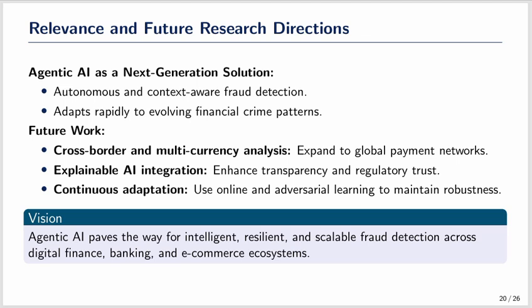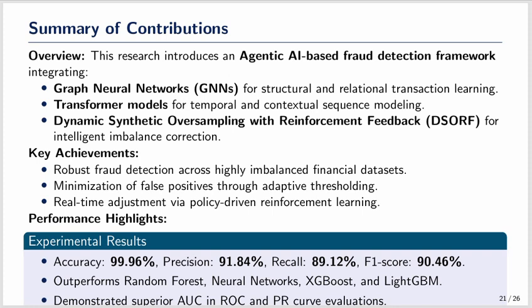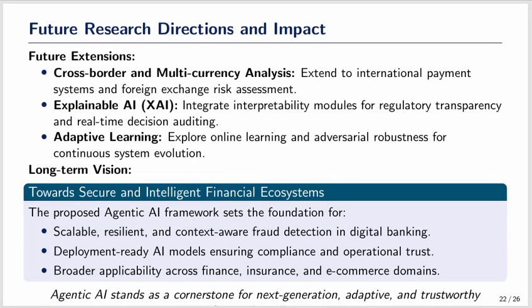Coming to relevance and future work directions, Agentic AI is a next-generation solution, and the future work comes with cross-border and multi-currency analysis, explainable AI integration, and continuous adaptation as well. The summary of contributions is that the research introduced an Agentic AI based fraud detection framework that integrates graph neural networks, GNNs, transformer models, and DSORF. The key achievements are robust fraud detection, reduction of false positives, and real-time adjustments. Experimental results are summarized with these numbers. Future extension could be used for cross-border multi-currency analysis, explainable AI, and adaptive learning towards security and challenge enforcement.